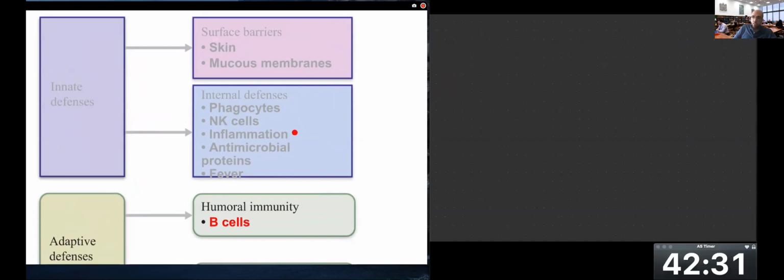We've got non-specific immune responses. This includes inflammation and fever. And we've got antimicrobial proteins. This includes two major ones that we've discussed. Those are my interferons and my complement proteins. All right, so all what we've discussed so far are part of my innate defenses.